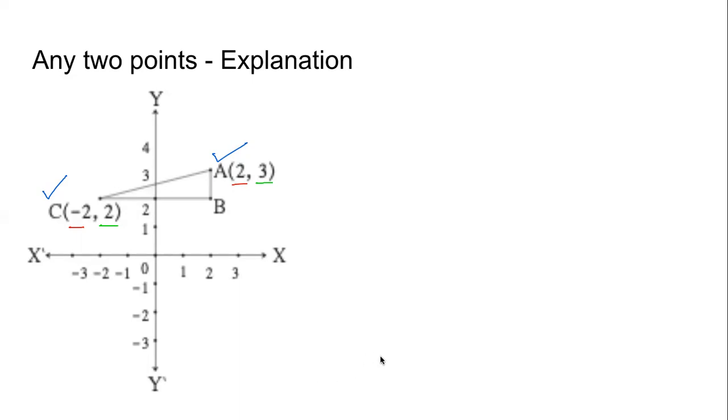This is last year's padhai, where y is where it is. 2, 3 will be where A is. -2, 2 will be where C is. Okay. We have to find the distance between A and C. That means we have to find the length of the line segment joining A and C, the straight line segment.